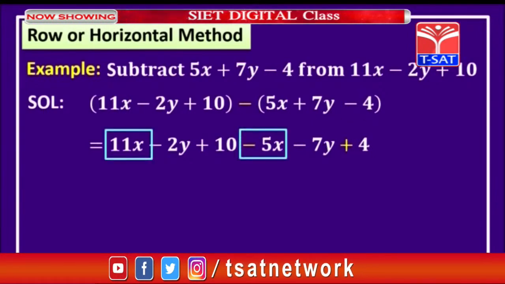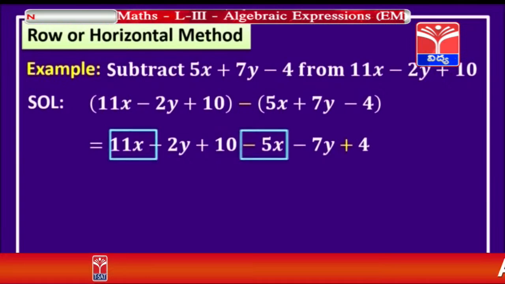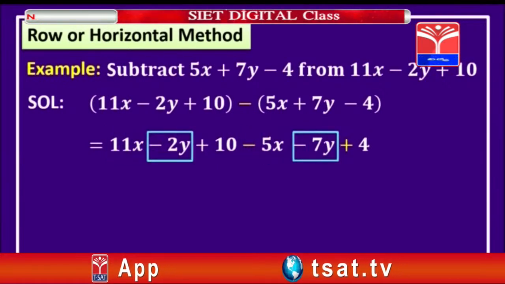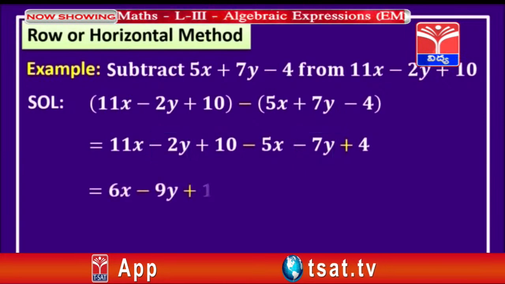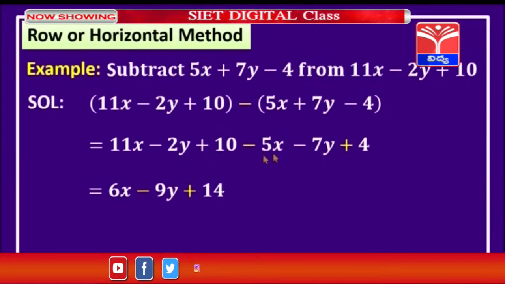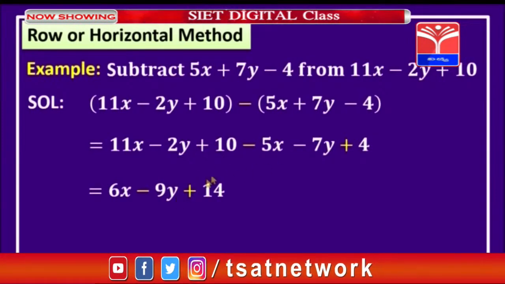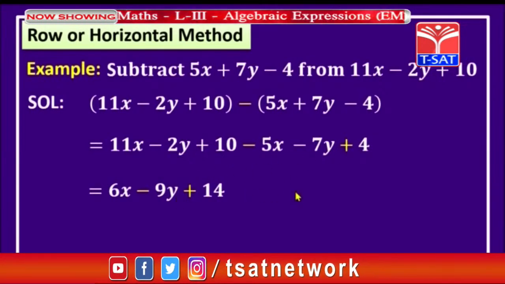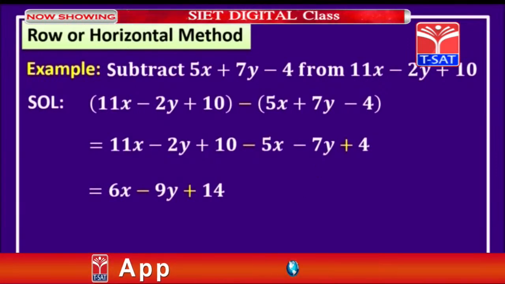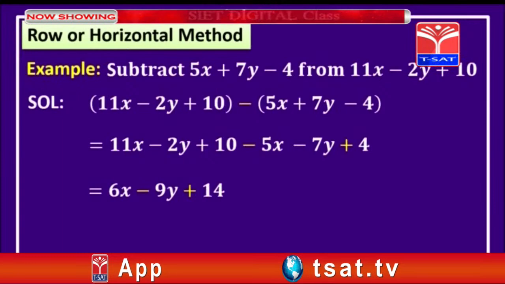So first we need to add the like terms. So 11x and minus 5x, and then we are going to add minus 2y and minus 7y. Then last we are going to add the constants. So on adding that, you get how much? 11x minus 5x is 6x, minus 2y minus 7y is minus 9y, 10 plus 4, you get 14. So I think you understood even the row or horizontal method for subtraction, children.